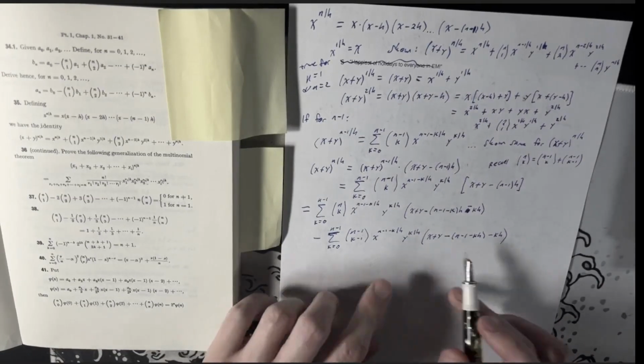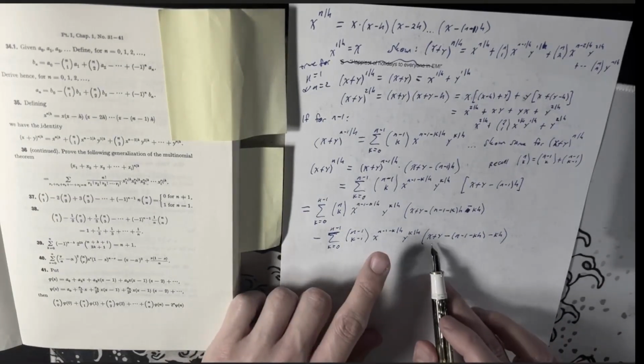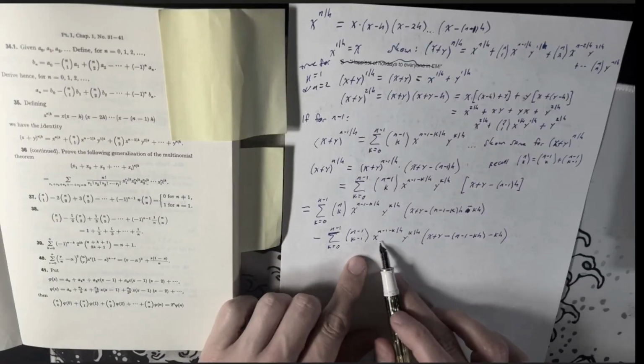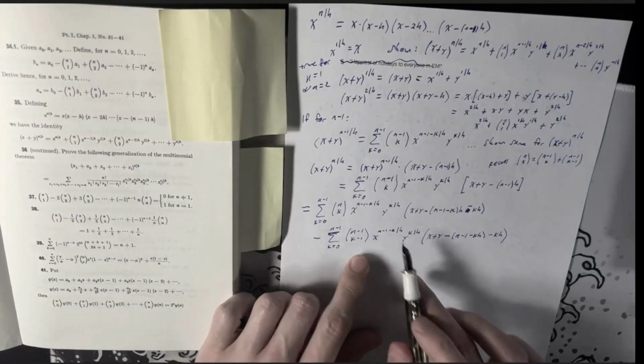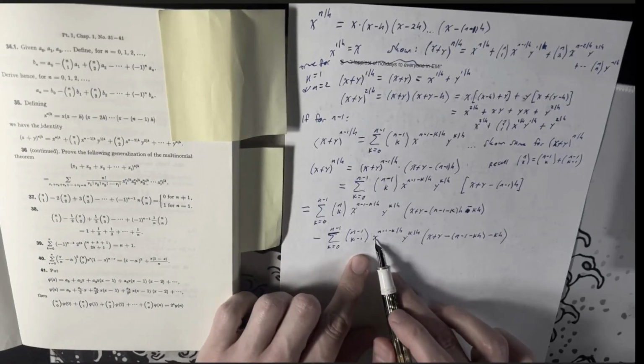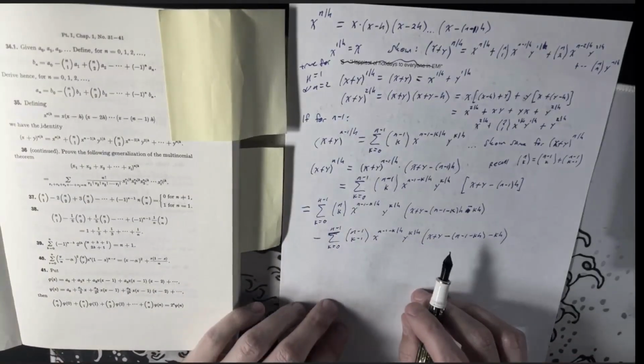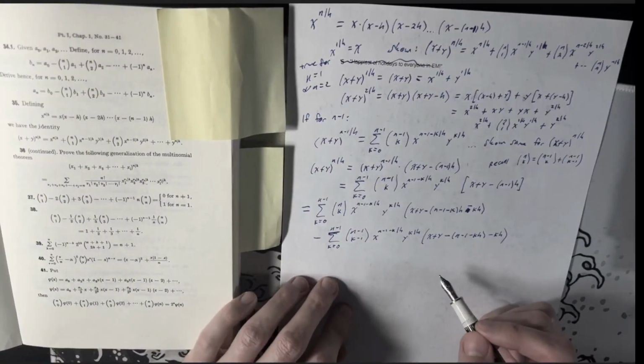Because now at least I can do some sort of grouping. I can say x minus that combines with this to become x to the n minus 1. Not n minus 1, but x to the n minus k. Okay? Which is closer to what we wanted, I guess.